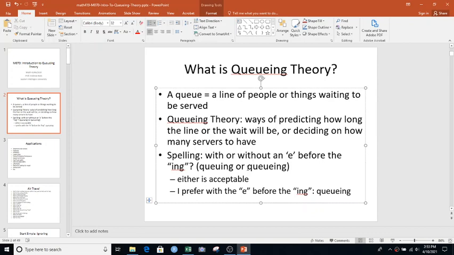So before we go on, take a sec to think about what are some possible application fields of queuing theory. What things in life involve queuing? Maybe pause the video while you think of that.